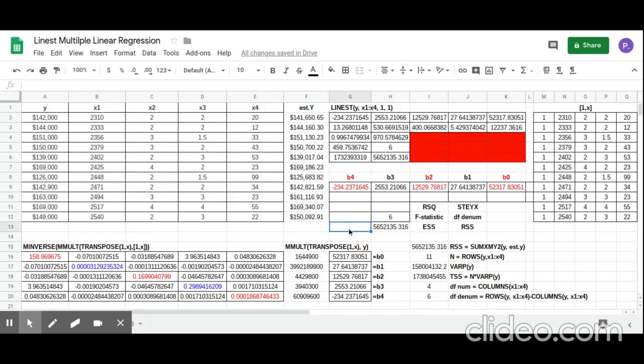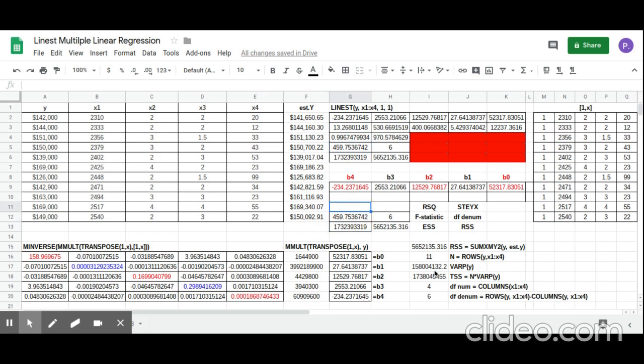Next, we calculate the regression sum of squares, which is equal to TSS minus RSS. That matches our LINEST output. Next, we calculate the F statistic, which is equal to ESS divided by the numerator degrees of freedom, all over RSS divided by the denominator degrees of freedom. So we have 459.75, which matches our LINEST output.